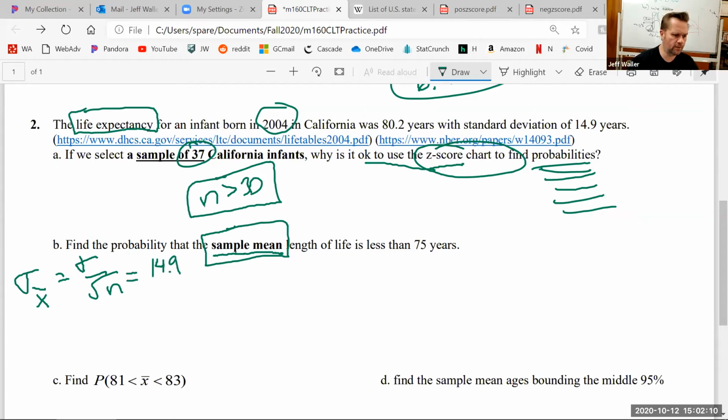Uh-oh, somebody's chatting at me. Too much technology. Oh, there you are. Okay, I can see you now, yes. Okay. Where am I at? Oh, yeah. The old standard deviation.